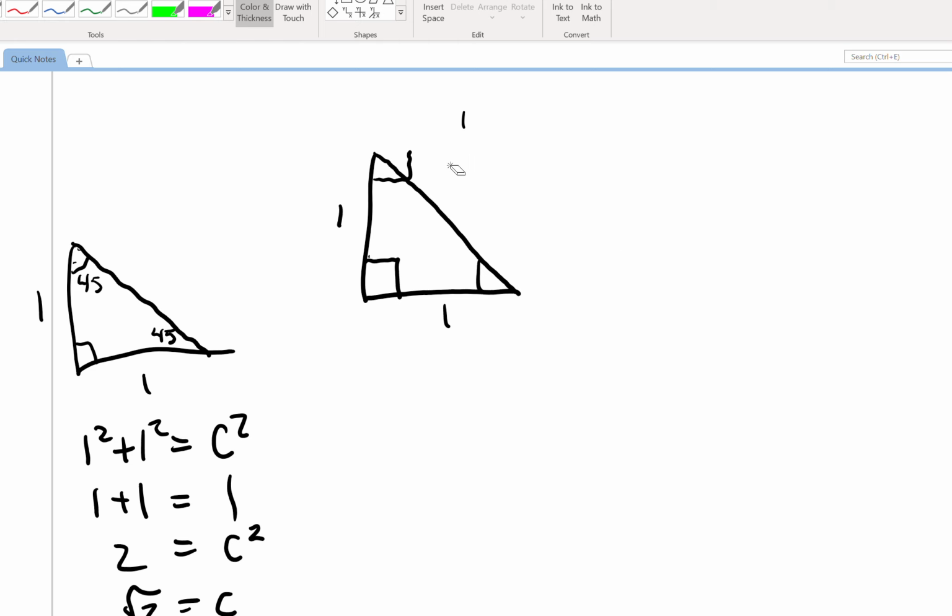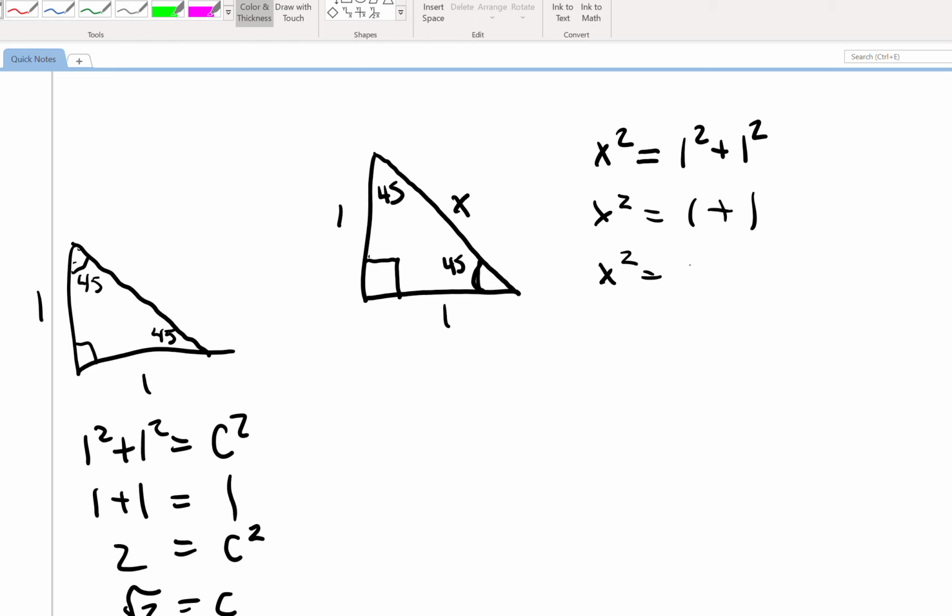Entonces yo puedo quitar todo esto. Y este ángulo, entonces, es la mitad de 90. Es 45. Y este también 45. Entonces 1 y 1. Y eso es lo que no sé. X cuadrado, la hipotenusa, es igual a 1 cuadrado más 1 cuadrado. X cuadrado es igual a 1 más 1, porque 1 cuadrado es 1. X cuadrado es igual a 2. Entonces x, tomando la raíz cuadrada de ambos lados, x es igual a la raíz cuadrada de 2.